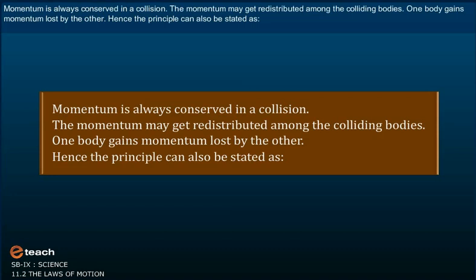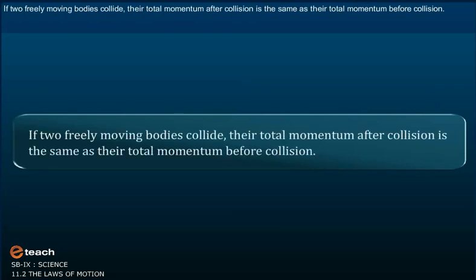Momentum is always conserved in a collision. The momentum may get redistributed among the colliding bodies. One body gains momentum lost by the other. Hence, the principle can also be stated as: if two freely moving bodies collide, their total momentum after collision is the same as their total momentum before collision.